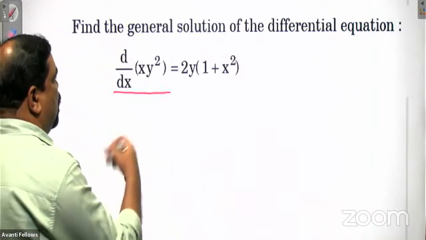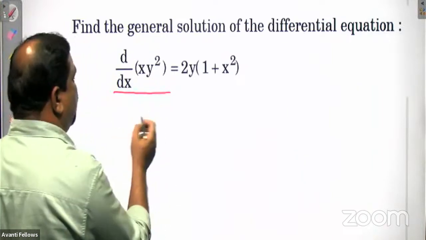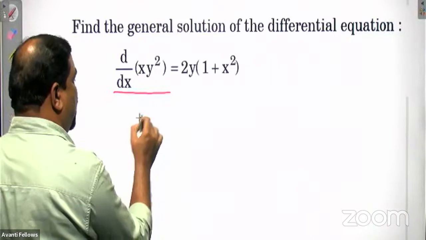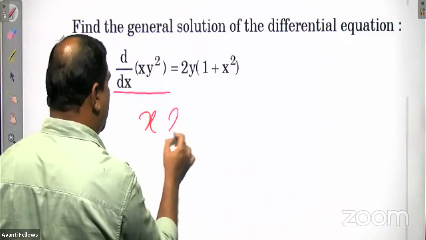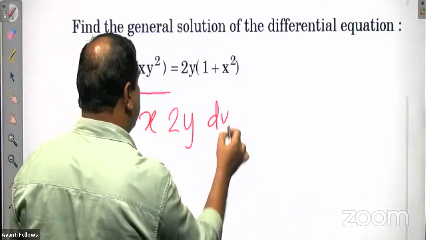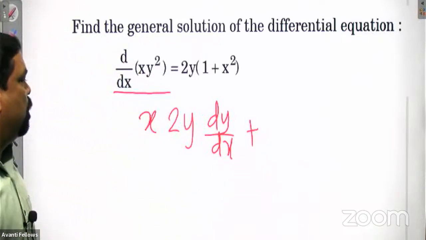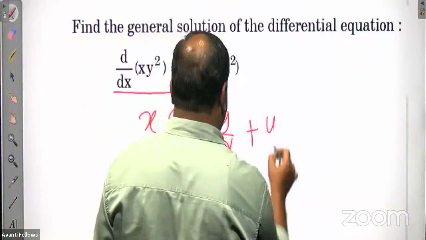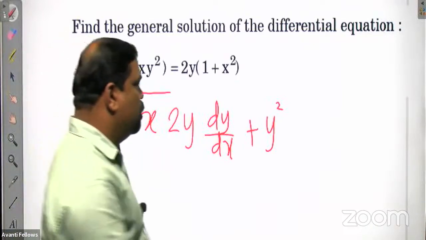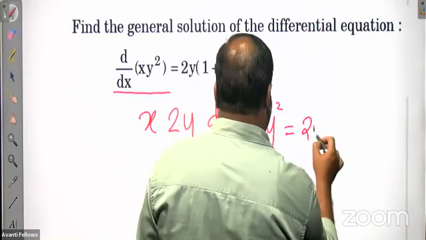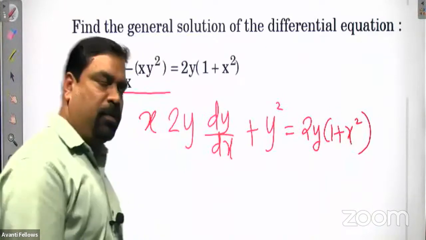And make it into one of our standard differential equation forms. So what is d by dx of xy square? Product rule: x into the derivative of y square with respect to x. D by dx of y square means 2y dy by dx. So 2xy dy by dx plus, by product rule, y square into the derivative of x, which is 1. So y square is equal to the same 2y into 1 plus x square.